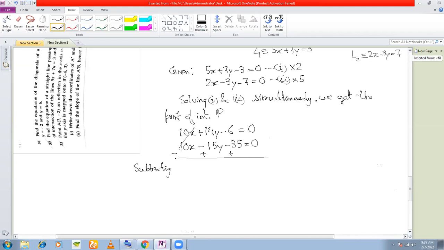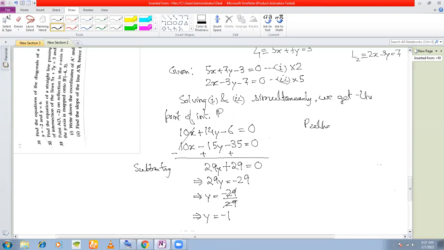Right? This will cancel. You'll get 29y, and minus 6 plus 35 will give you plus 29 is equal to 0. That means you get 29y is equal to minus 29. That means you get y is equal to minus 29 by 29. That means you are getting y is equal to minus 1. This will cancel, right?